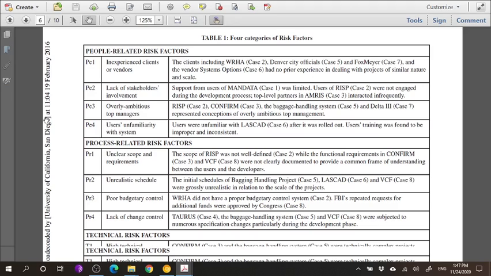Now let's look at people-related risk factor number 3, which is overly ambitious top managers. Sometimes another very huge risk factor is that the upper management has very high hopes for a system that are overly ambitious, which is just not doable. So that happened in the RISP case 2, it happened in case 3, the Confirm case, the baggage handling system case in case 5, and the Delta 3 case in case 7.